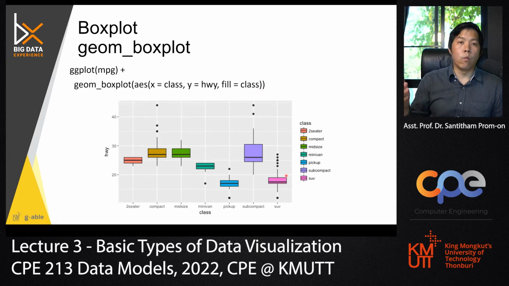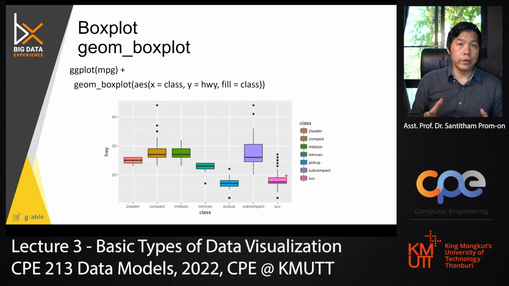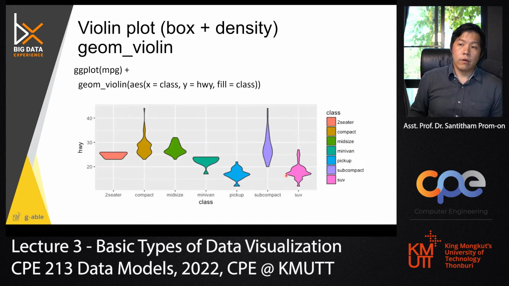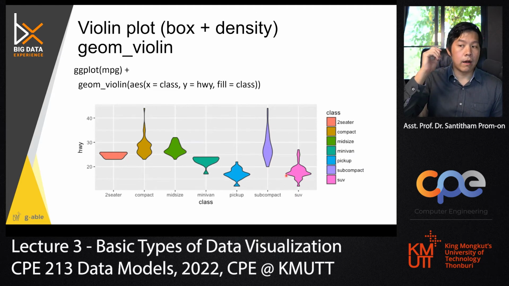You can create a violin plot. A violin plot is just like a box plot, but instead of viewing just the 50% in the middle, we plot something like a density. Density on top of the box plot. So it's something like a box plot with the histogram or the density as the outline, as a shape.